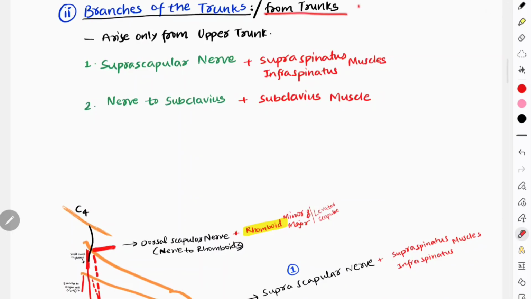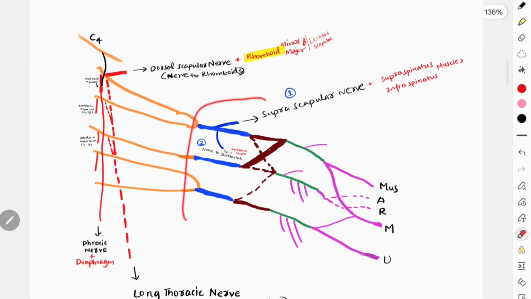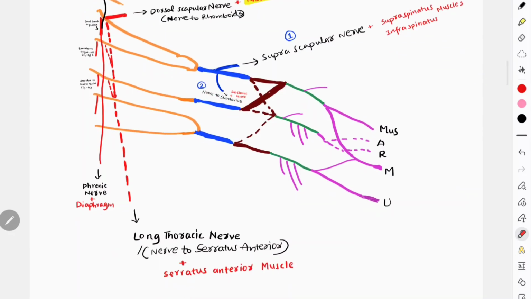See, from the trunks, 2 branches. There is only one from the upper trunk: suprascapular nerve and nerve to subclavius. As the name suggests, the suprascapular nerve innervates the supraspinatus muscle and infraspinatus muscle, and the nerve to subclavius supplies the subclavius muscle. Same, these are the trunks, right? So from the upper trunk itself, the suprascapular nerve innervates supraspinatus and infraspinatus, and the nerve to subclavius innervates the subclavius muscle. Right, completed.